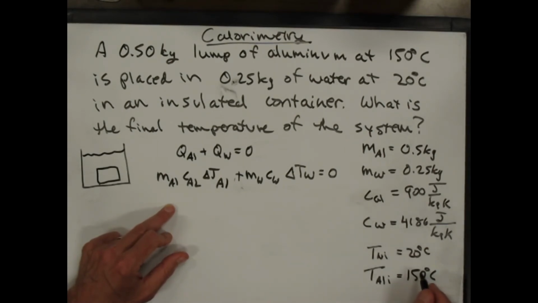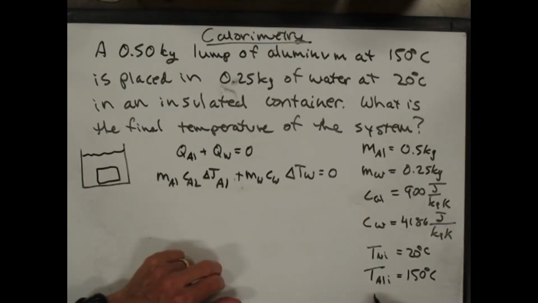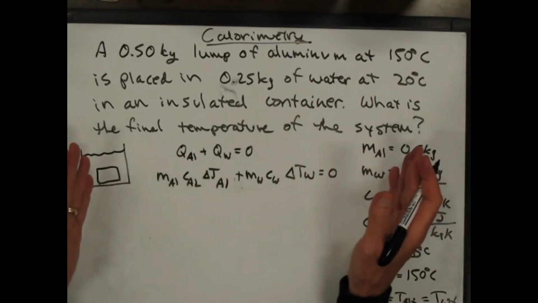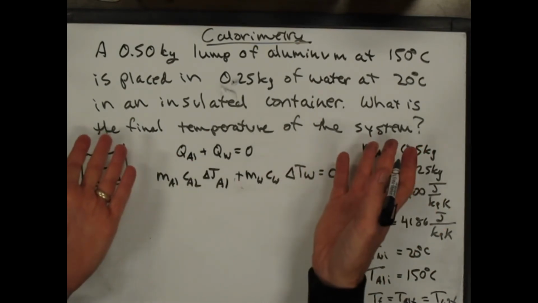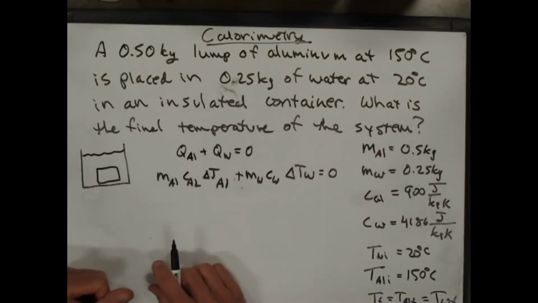And so we know a whole bunch of things here. What we don't know is the final temperature, but we know that T final is equal to T aluminum final, or T water final, right? If the system sits long enough, it reaches equilibrium, and that's what they're asking us for. You put these two things together, what's their equilibrium temperature, right?